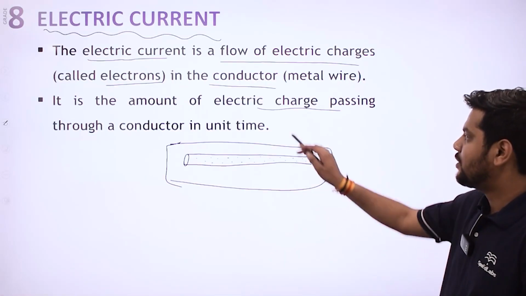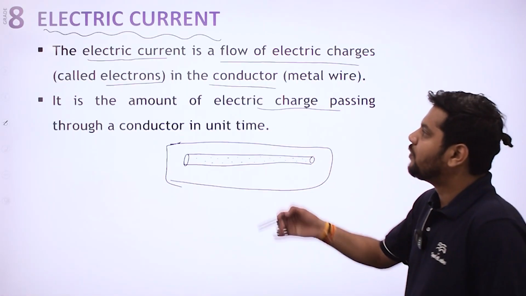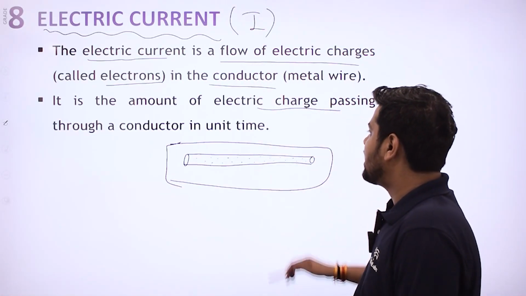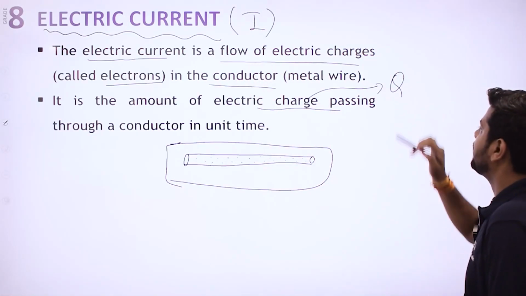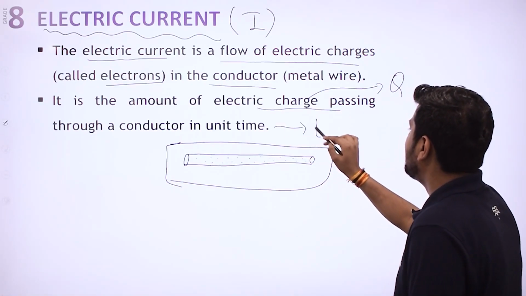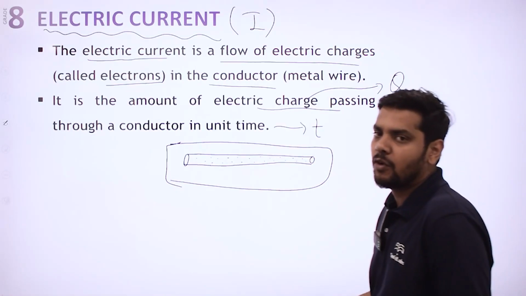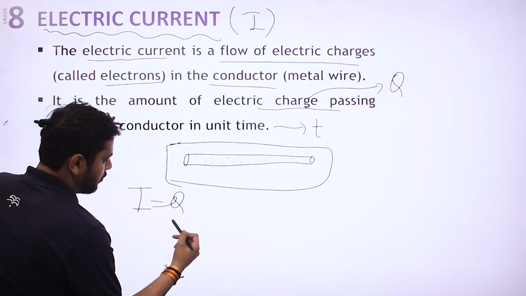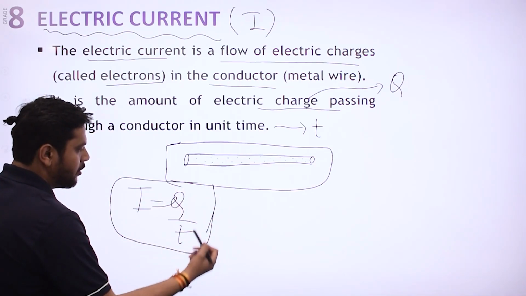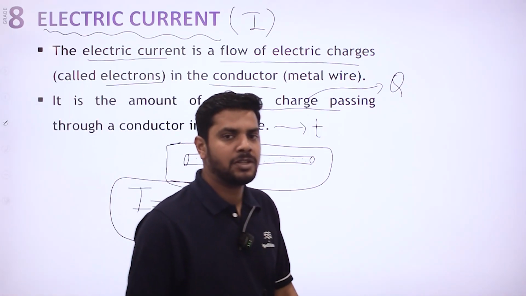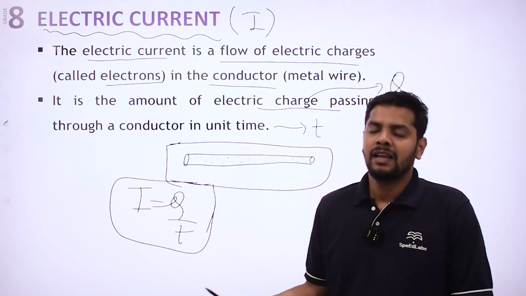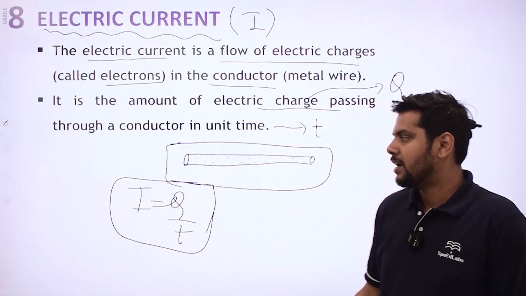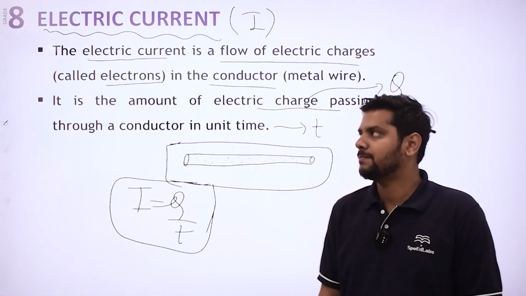Next part is, students, as you can see here from the second definition. First of all, see here the symbol which we use to denote current, that is capital I. Charge is represented by capital Q, and time is represented by small t. So if I want to write the formula for electric current, our formula will be I = Q/t. This is our formula to find electric current. If we know how much charge is flowing in how much time, we can find how much electricity is flowing through that particular conductor.